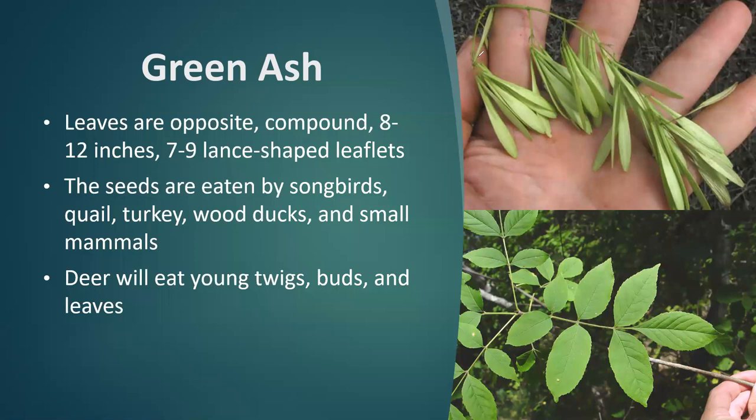So the seeds, if you look at them, you might not even think they would be eaten by many different species, but they're eaten by quail, pheasants, turkey, wood ducks, and many small mammals. As well, deer are going to eat the young twigs and buds. Particularly, ash trees are very shade tolerant, so you're going to find a lot of young growth right in the heart of the forest. That's a really interesting thing, because that means there's going to be lots of shrubby sized green ash in the forest. And so that's going to provide a really good food source for deer as they browse on the twigs, the buds, as well as the leaves.